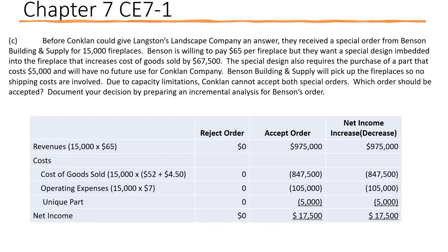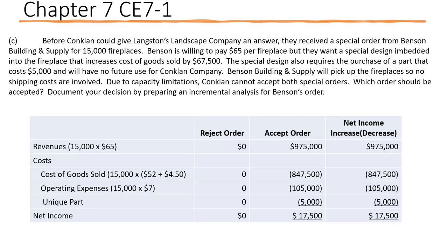So it looks like this. $975,000 of revenue, costs $847,500, operating expenses $105,000, and the $5,000 for the special part. But we still get a net income positive $17,500. Okay, so now we have to decide which one to take.